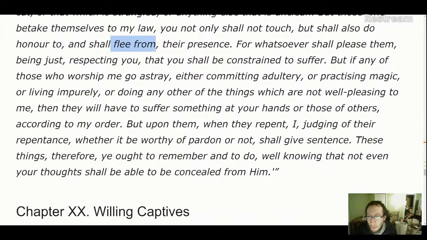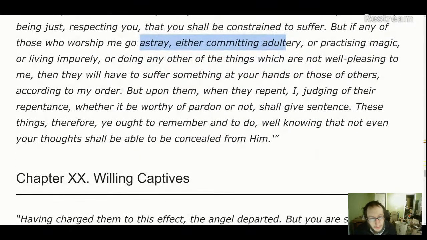If any of those who worship me go astray, either committing adultery or practicing magic or living impurely, or doing any of the things which are not well pleasing to me, that they will have to suffer something at your hands, or those of others, according to my order.